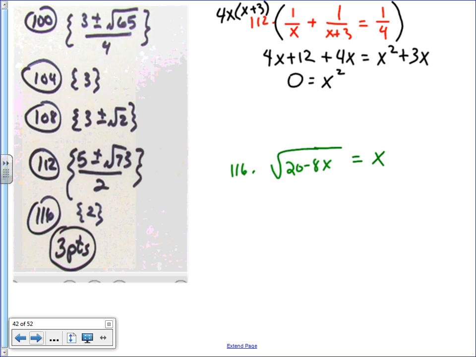On the left, 4x plus 4x is 8x. I need to subtract 8x from the 3x, negative 5x. Then the minus 12, I need to get rid of it, so it's going to be minus 12 when it comes up on the right. There we go. Are there factors of 12 that subtract to be 5?